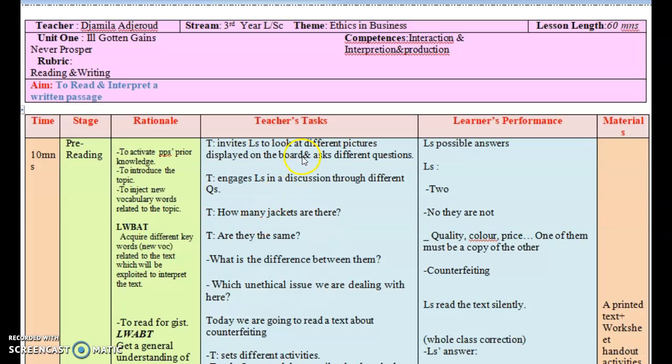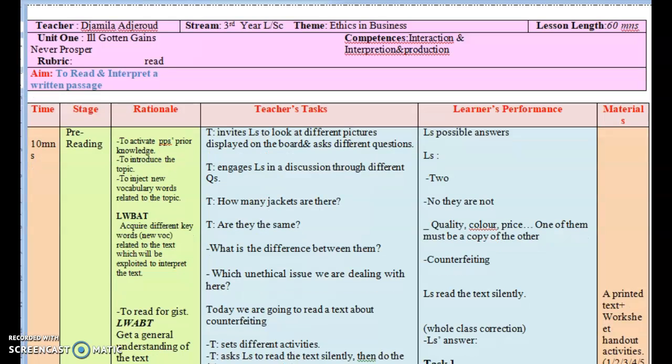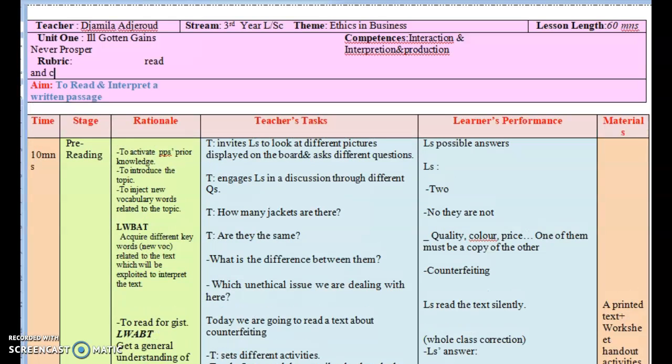Well, as usual, that's my lesson plan. Well, it's a Read and Consider rubric. So sorry, here it's Reading and Writing. Now it's Read and Consider. Well, the aim of the lesson is to read and interpret a written passage, and here we will exploit the lesson later for the grammar lessons.